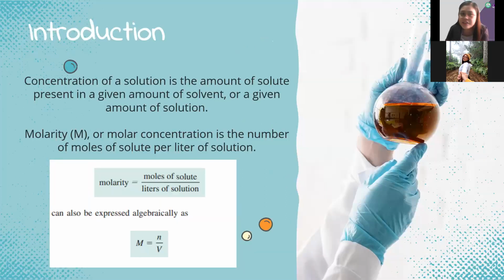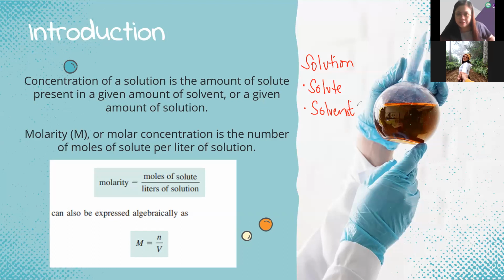So when you say, class, concentration of solution, it's the amount of our solute present in a given amount of solvent. Okay, let me write on the screen. Remember, class, when we discussed about solution last time, we only have two components. We have the first one, the solute, and then the second one, the solvent. Okay, let me get my list for the recitation.